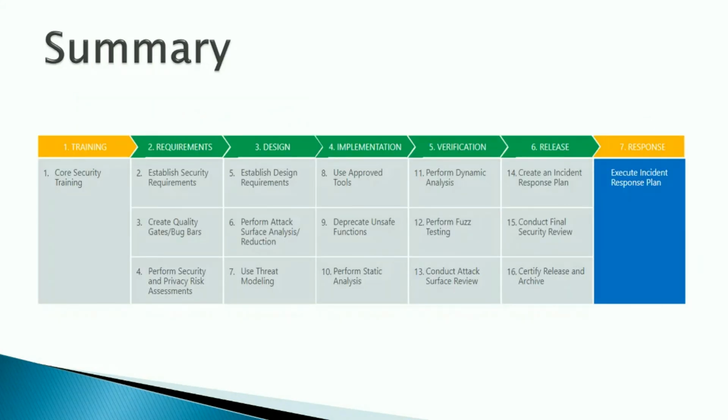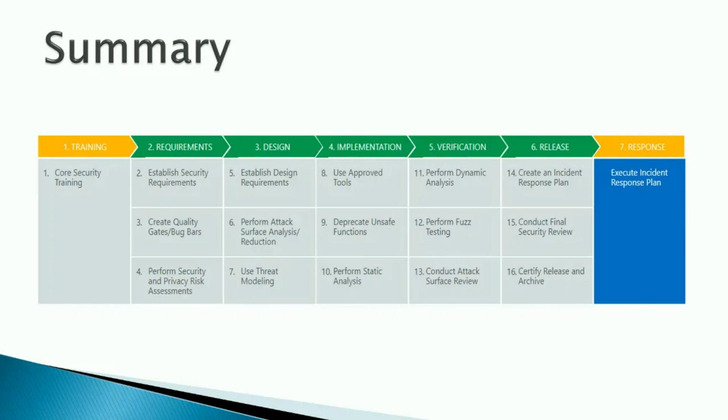So this is the summary and the diagram of how many phases there are. There are 7 phases. Lastly, we can just review that the 7 main phases are training, requirement, design, implementation, verification, release, and response. Within training is core security training. Within requirement, there are 3 important sub phases: establish security requirements, create quality gates and bug bars, and perform security and privacy risk assessment.